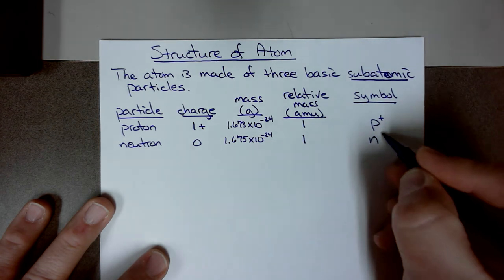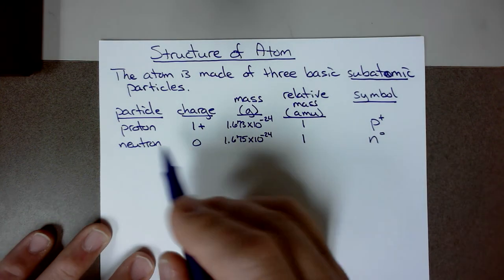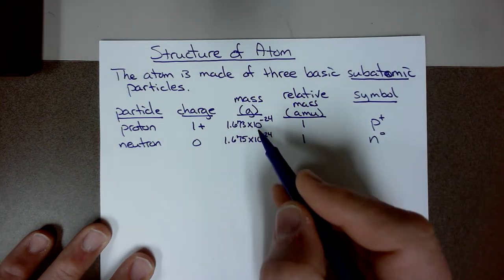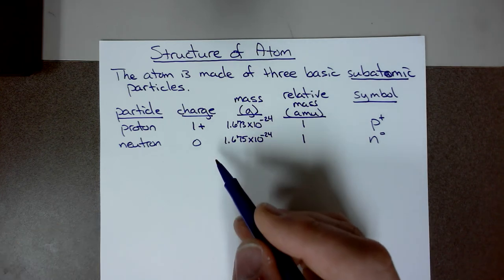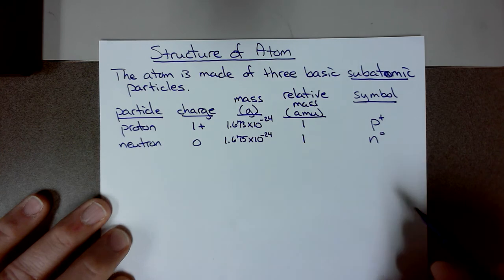Now, because the proton and neutron are found in the nucleus and they have relative masses of 1, all of the mass, or 99.9% of the mass, is found in the nucleus.